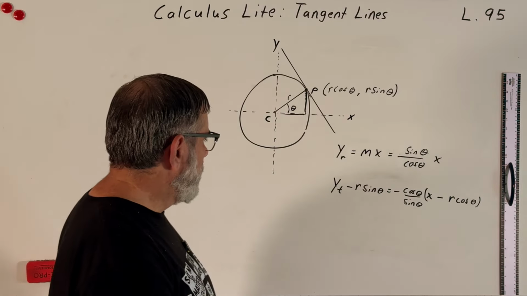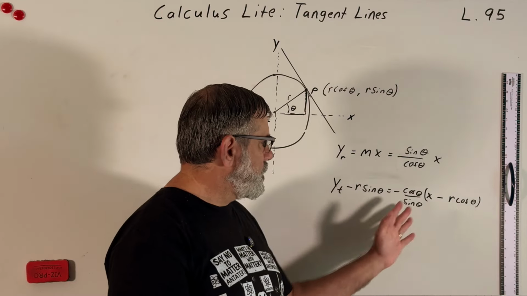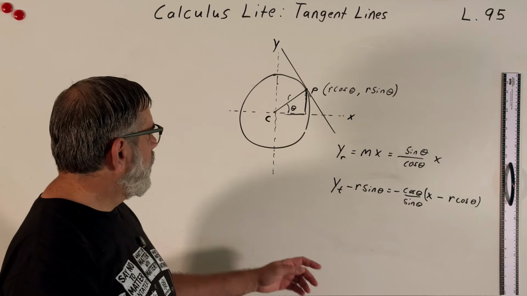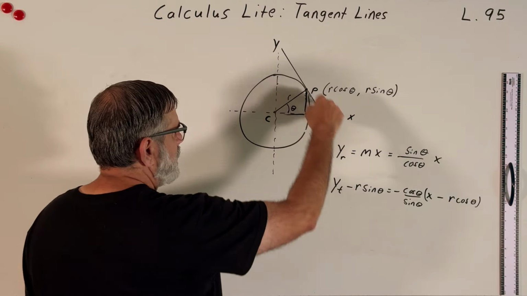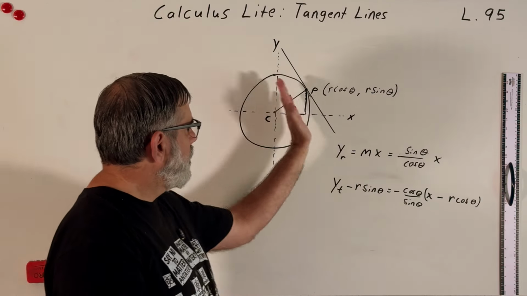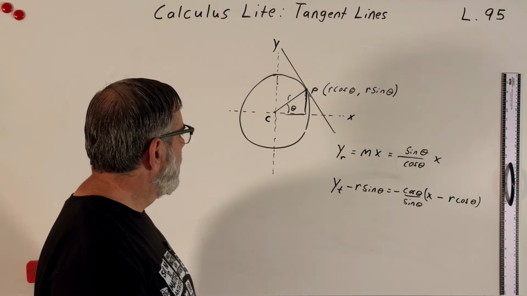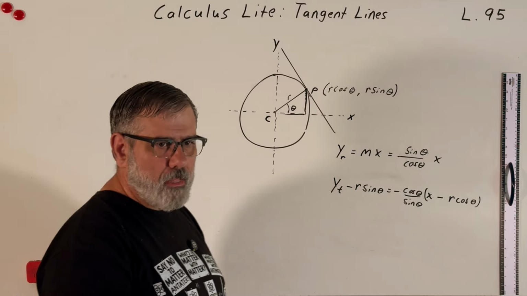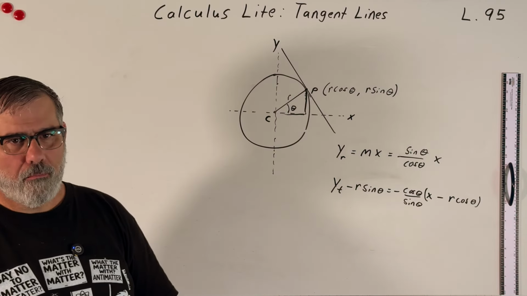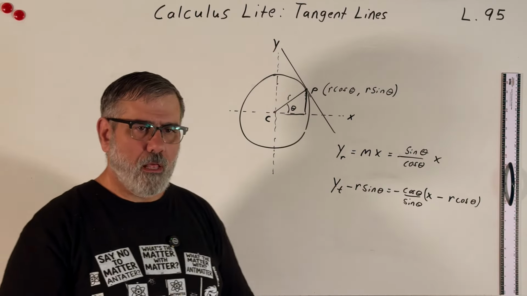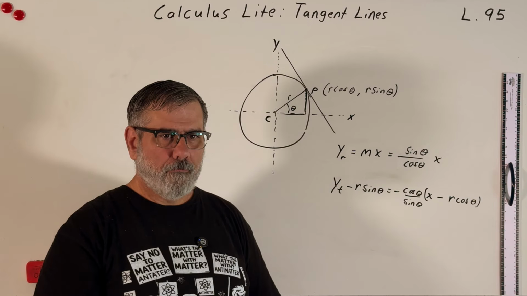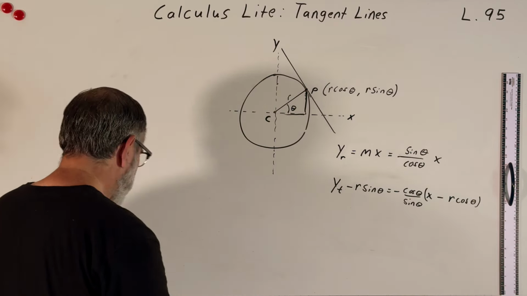Now you can, of course, solve it for y sub t. You can distribute all this stuff if you want to, and that will give you a line, which is this line right here. Its slope is negative, right? Here we had a positive slope, so now we have a negative slope for this tangent. You see that? Does that make sense? So for a circle, it's relatively simple to find a tangent line. All right, so why is that useful?